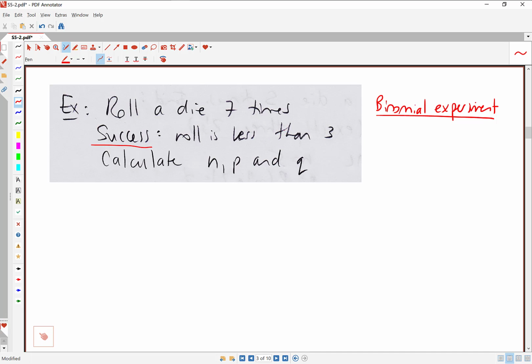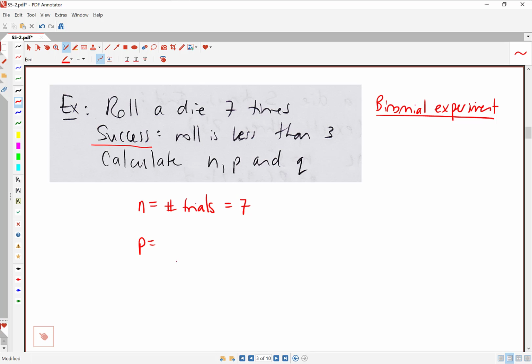So it's a sequence of success-failure trials. All right, let's see if we can calculate N, P, and Q. So N represents the number of trials. That's the number of times that you're doing this repeated process. In this case, it would be 7 because we're rolling the die 7 times.